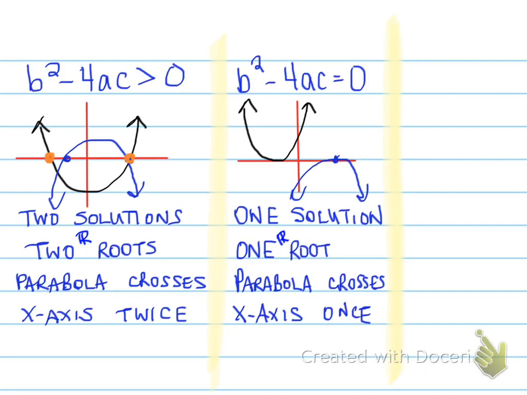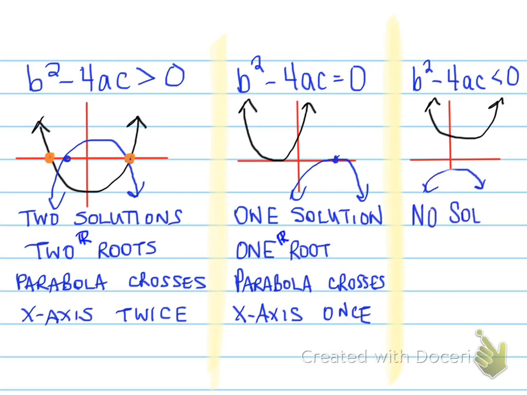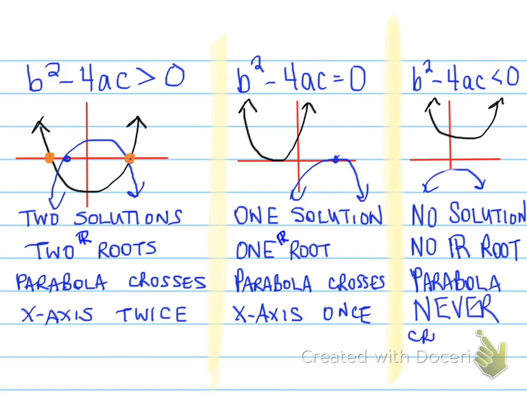So what do we have left? We have positive, we have 0. That's right, we're missing negative. What happens when the discriminant is negative? Well, that means that the parabola will move away from the x-axis so that it doesn't touch the x-axis. Therefore, there are no solutions, no real roots. In fact, the parabola never crosses or touches the x-axis.